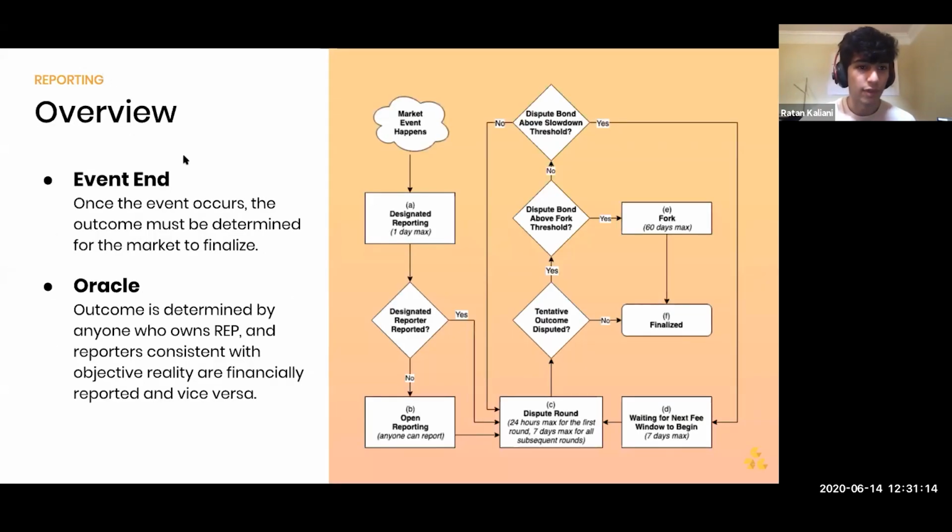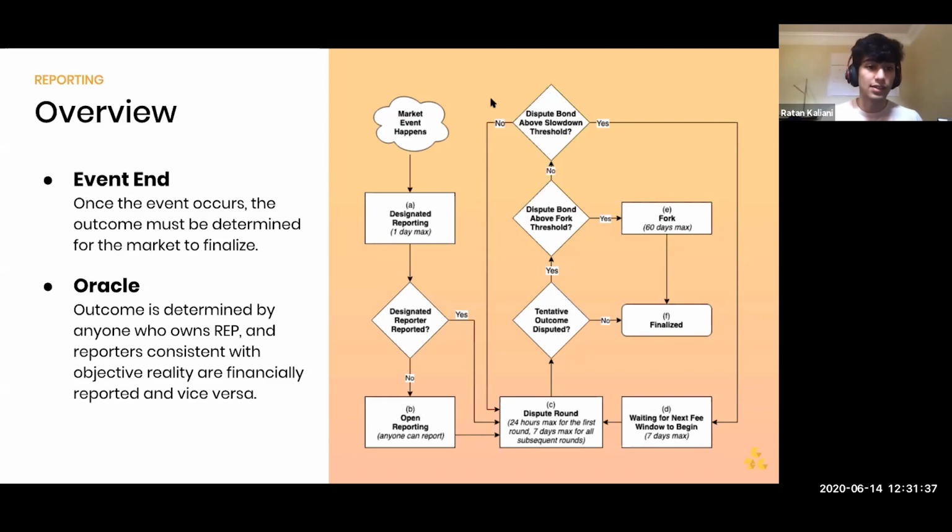So now we're moving into reporting. As you can see here, reporting is a tad bit more complicated than the other aspects of the market platform. If you look on the right, there's a general overview and flowchart for how the reporting and dispute process works.